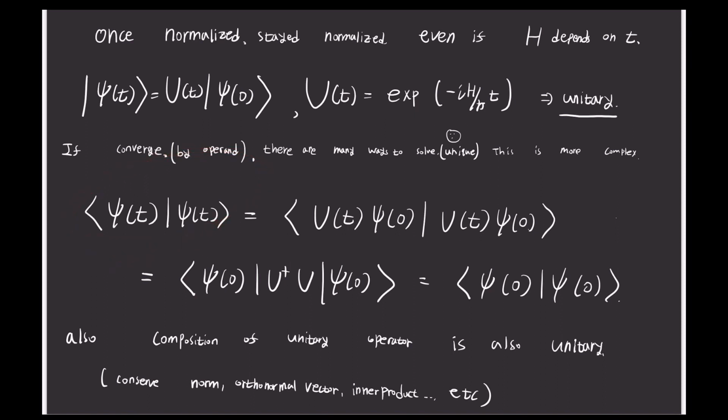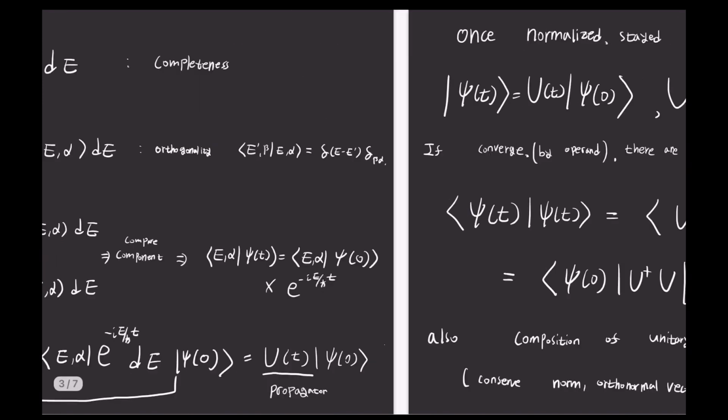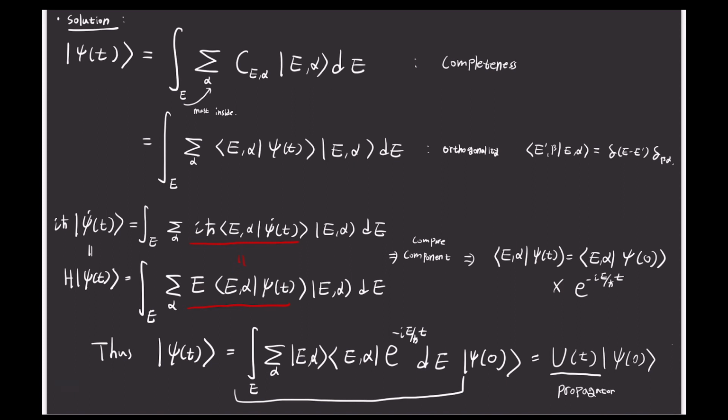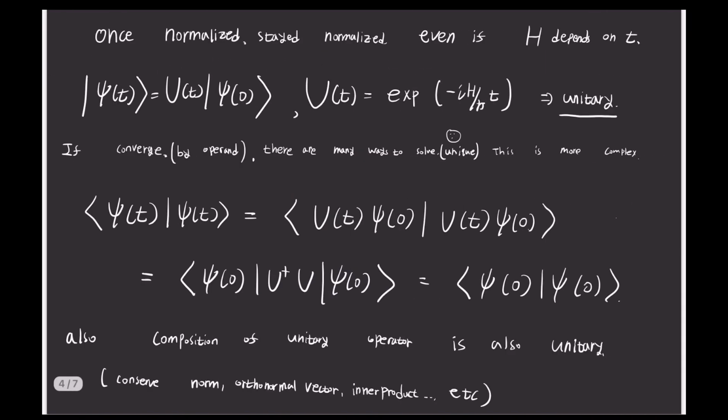So even if the Hamiltonian depends on time, it doesn't matter. Our state vector can be normalized. We don't have to make an effort to normalize this. And we also get that the Schrodinger equation solution is unique even if the Hamiltonian depends on time, in the same manner, right?